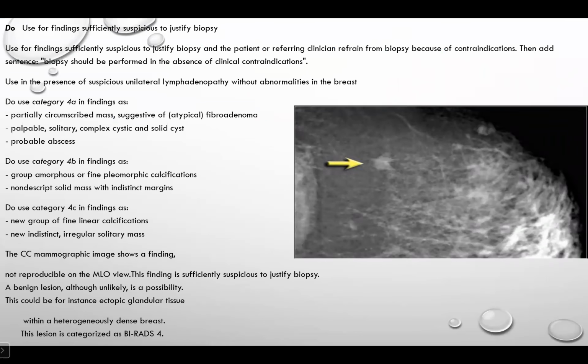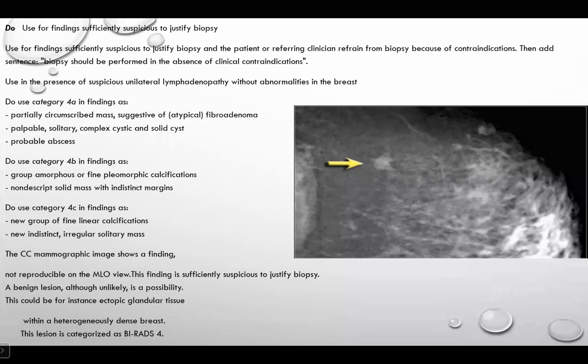So, do use for findings sufficiently suspicious to justify biopsy. And do use category 4A in findings such as a partially circumscribed mass suggestive of atypical fibroadenoma, a palpable solitary complex cystic and solid cyst, and a probable abscess. And use category 4B in findings such as a group of amorphous or fine pleomorphic calcification, a nondescript solid mass with indistinct margin. 4C is used in findings such as a new group of fine linear calcification, a new indistinct irregular solitary mass.